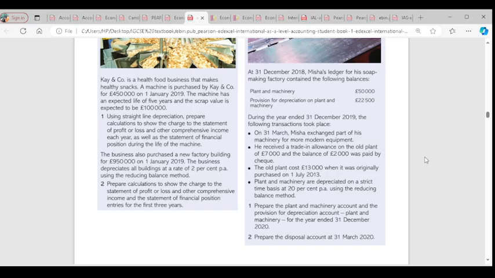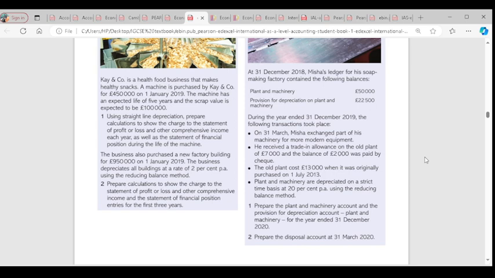But remember, the cost of the old machinery was 13,000. So on the credit side of your plant and machinery account, you're going to have the transfer of the old plant, which the value is 13,000. So 59,000 minus 13,000. Our balance now is 46,000, the balance carried down. On the debit side, you're going to have the balance brought down for 2020. So the value of machinery in 2020 is 46,000.